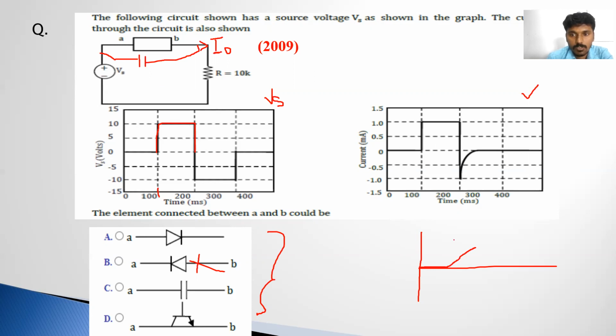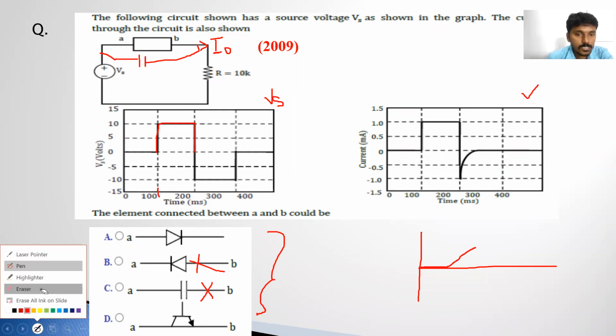Okay. So is this waveform and this waveform the same? Wrong, right? So if we are connecting the capacitor across A and B terminals, we are not getting this waveform. So C is also the wrong answer.